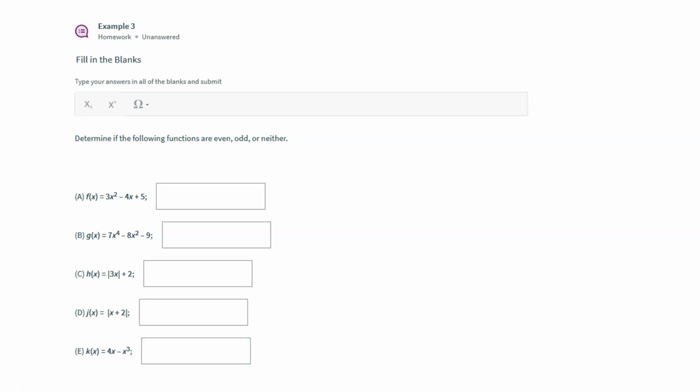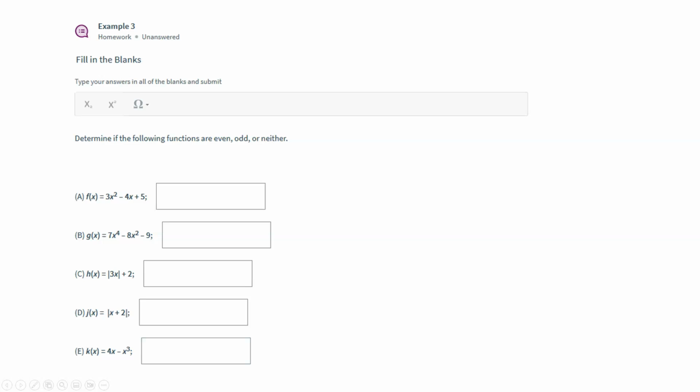In this problem, you're asked to determine if each of these functions that are given here are even, odd, or neither. Functions, unlike numbers, or integers, I should say more accurately, which are either even or odd, can be even, odd, or neither, because even and odd define two types of symmetry that you could possibly have with a function. And there are many functions that do not have those types of symmetry.